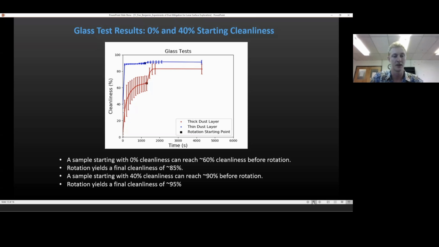The red curve is for a thicker dust layer, and that shows a much better increase with rotation. So we got to about 65, 70% before the rotation, and then after the rotation, we bumped up to about 80, 85%. So that was actually really, really good for us.